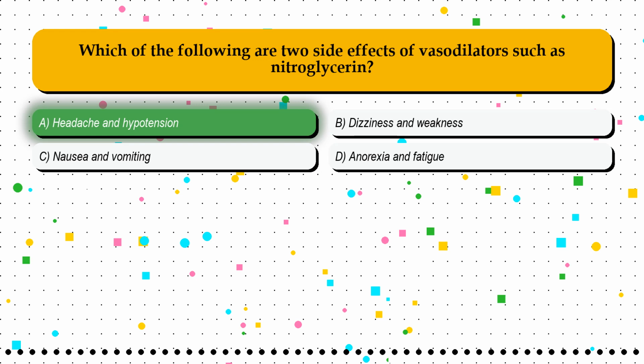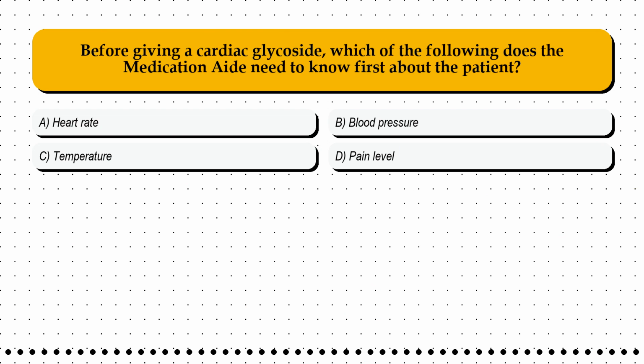The correct answer is option A, headache and hypotension. Question 111. Before giving a cardiac glycoside, which of the following does the medication aide need to know first about the patient? Option A, heart rate. Option B, blood pressure. Option C, temperature. Option D, pain level.